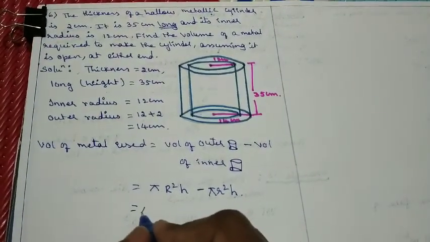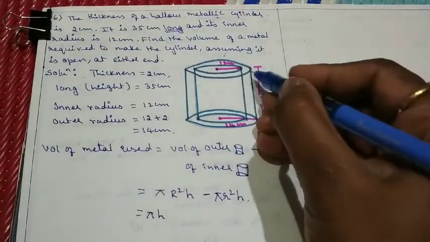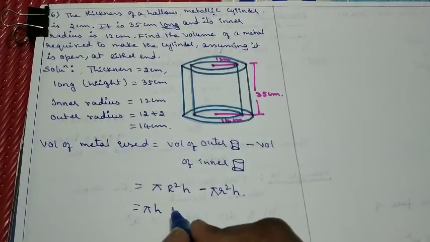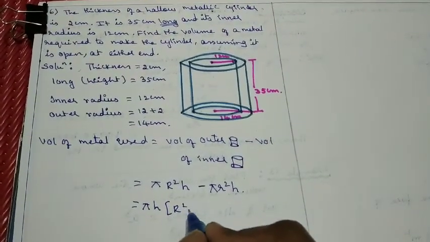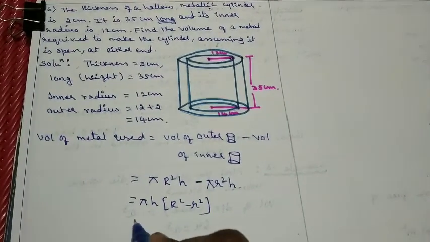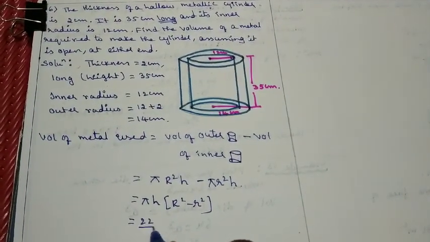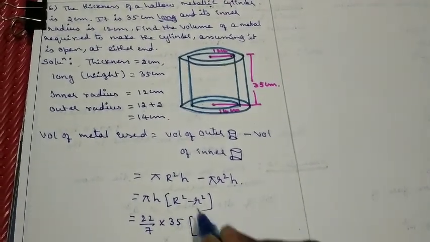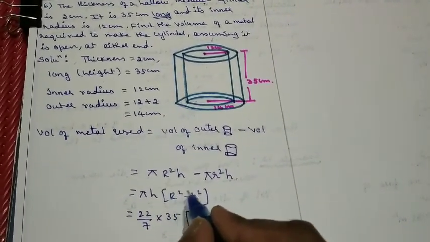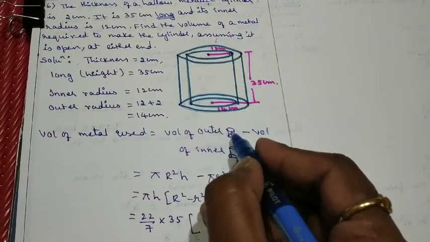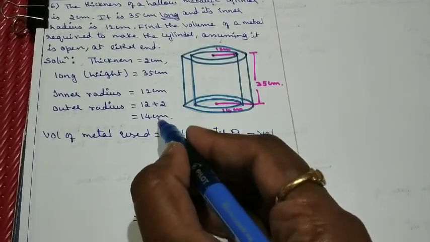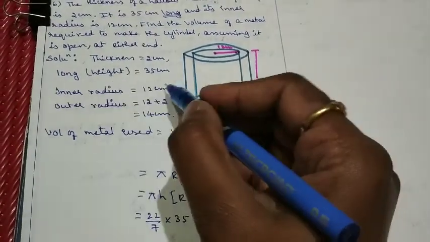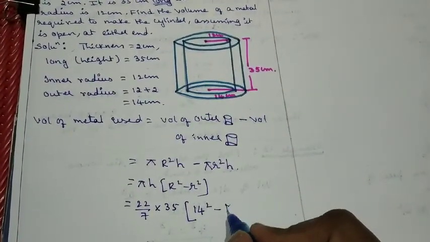So here pi and h are common, because since we are finding the volume and the height remains the same, so pi h and R square minus r square. So pi we will take as 22 by 7. Height of cylinder is 35, into capital R, which is the outer cylinder radius, 14. So 14 square minus inner cylinder radius 12 square.